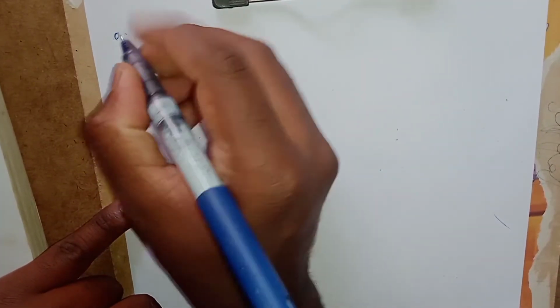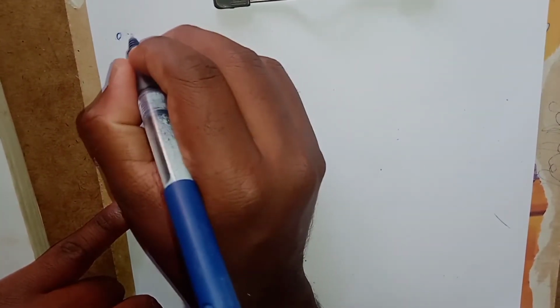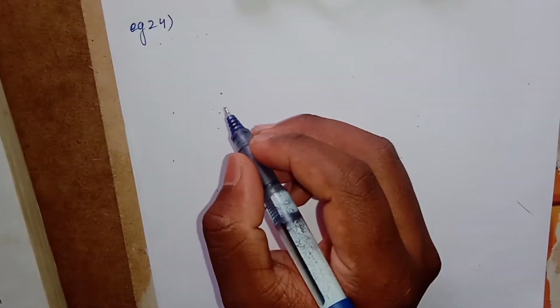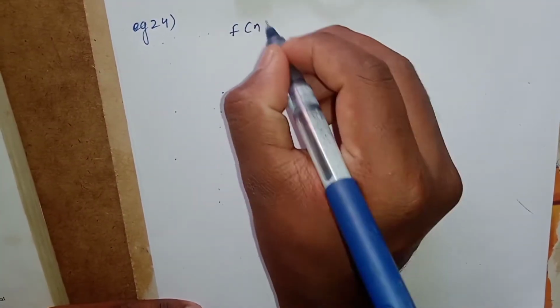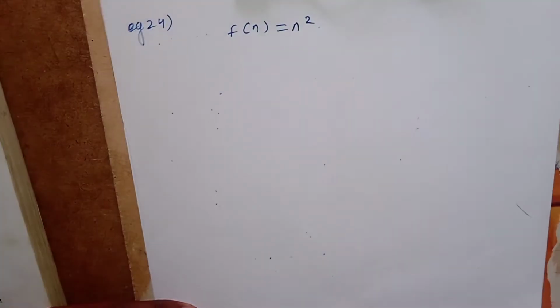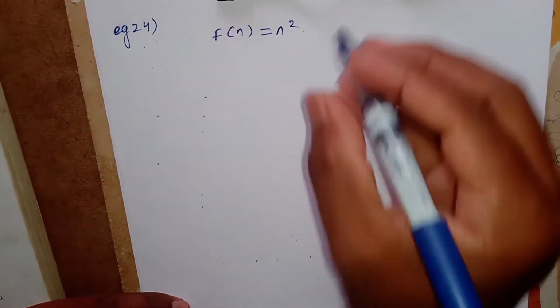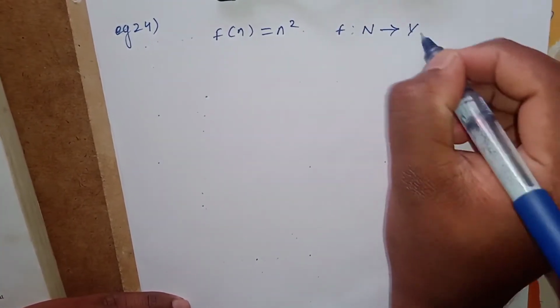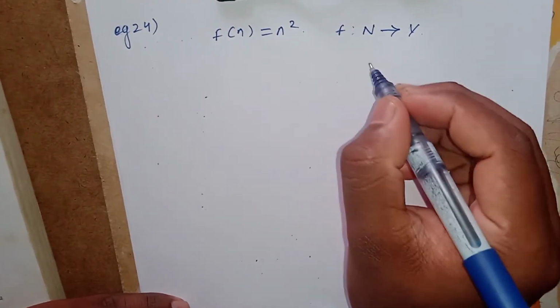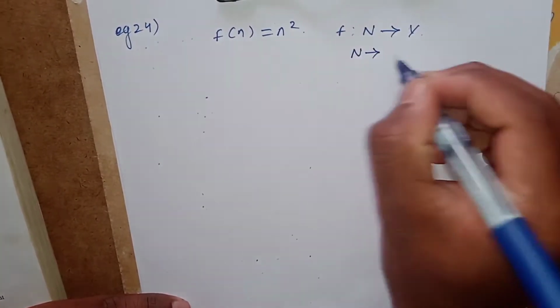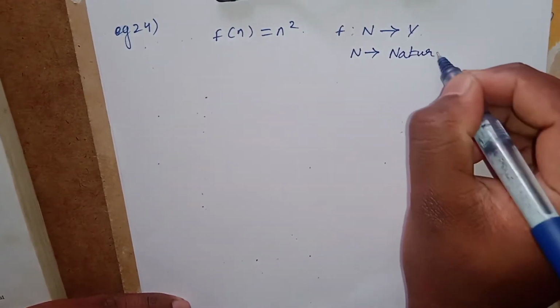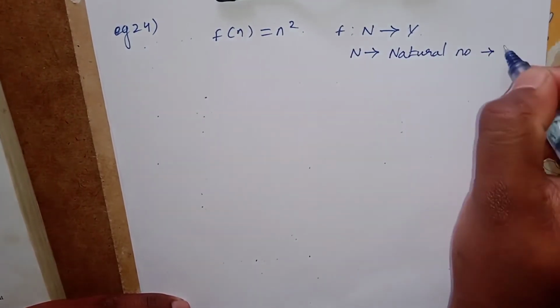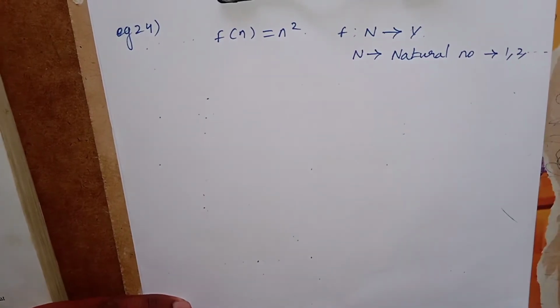Here I am taking example 24. f of n is equal to n square. Here the function is such that n is related to y. Here n is nothing but natural numbers. Natural numbers start from 1, 2, up to plus infinity.